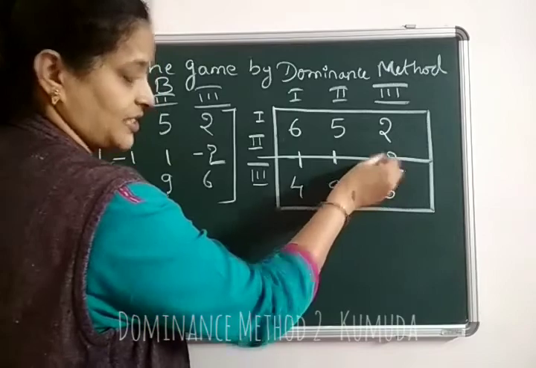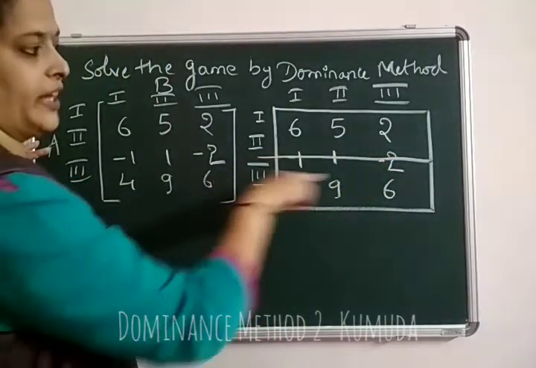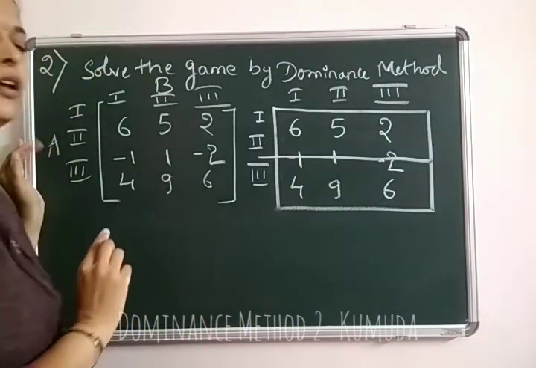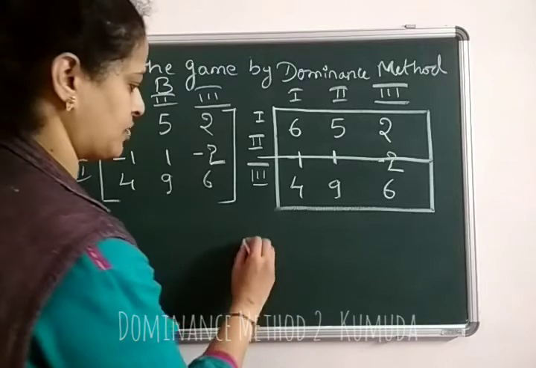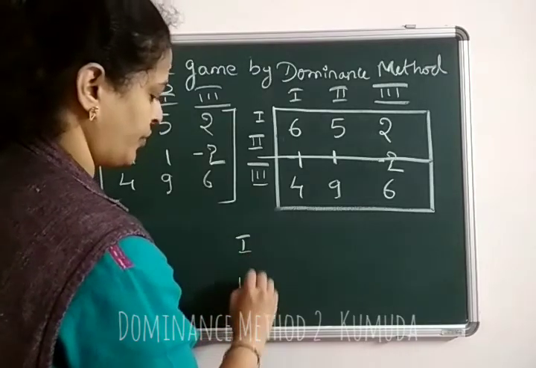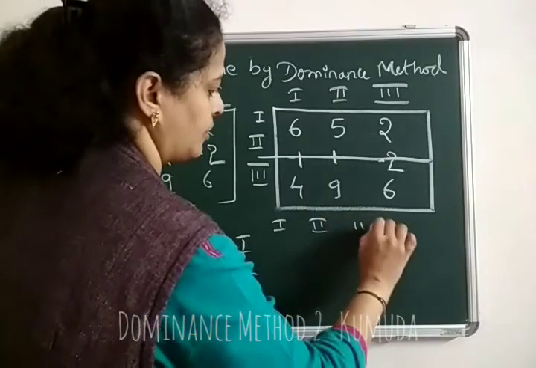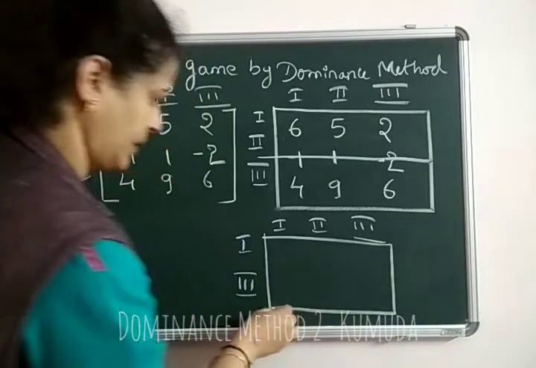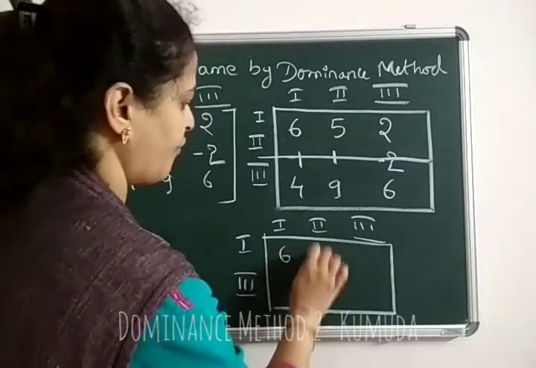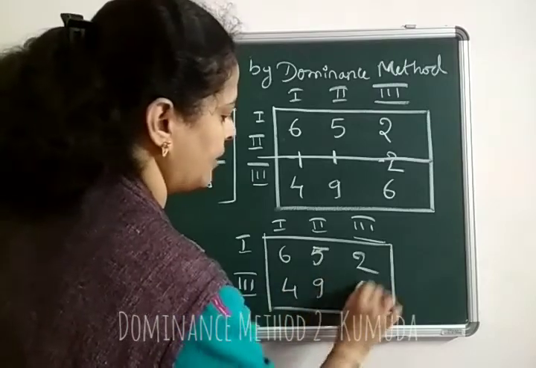That means to say that the first row is dominating the second row, and according to the row dominance, the second row gets cancelled. So the remaining matrix would be copied back. First row and the third row is remaining. First, second and third column is remaining. So now we copy the remaining values as 6, 5, 2, 4, 9 and 6.